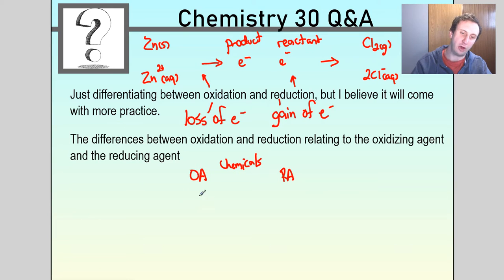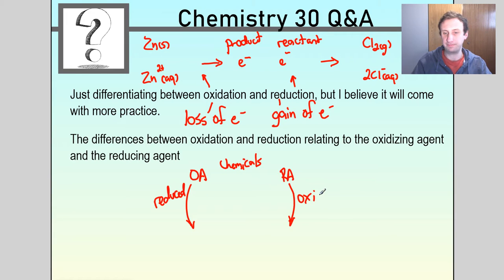So the OA is always going to get reduced, which means that it is gaining electrons. Well, the RA is always oxidized, which means it is losing electrons. So what is always happening is that electrons are going from the RA to the OA. In the process of electrons going from the RA as it oxidizes and loses electrons to the OA as it is reduced and gains electrons, that's the basis for our redox reactions. The fact that one thing is losing while the other thing is gaining. Okay, that's what redox is. That's what we're dealing with.